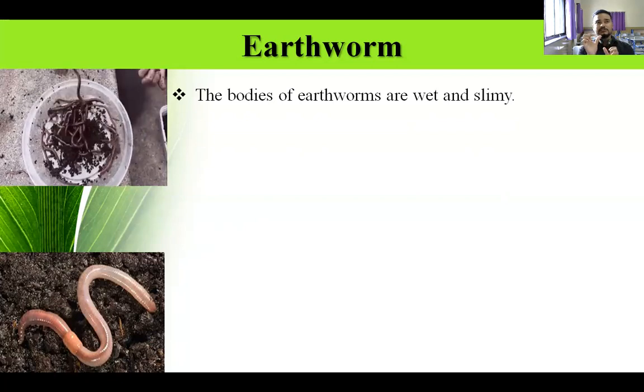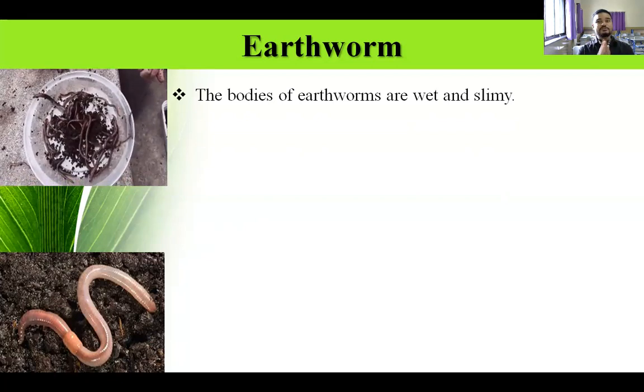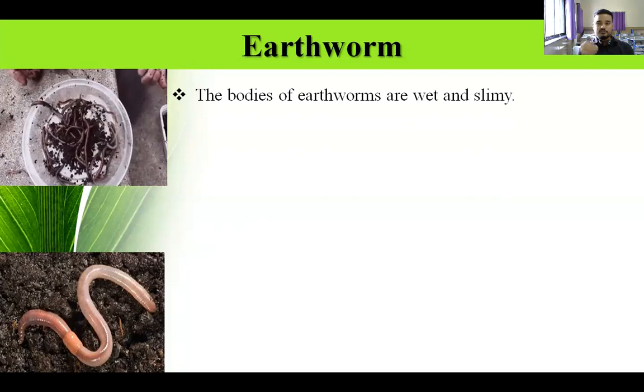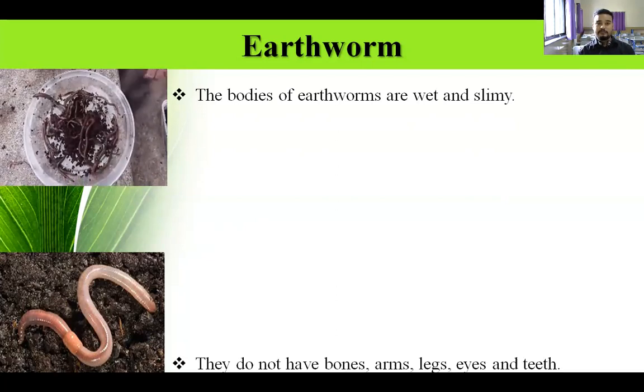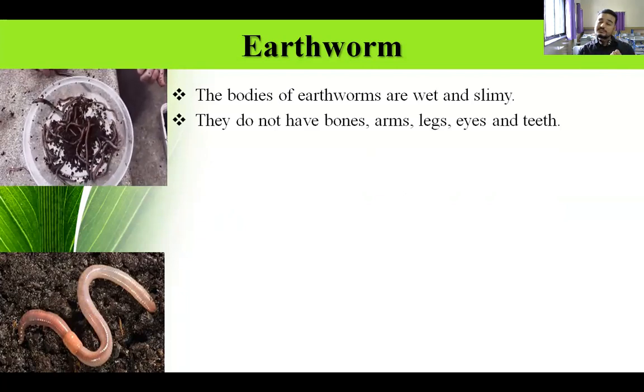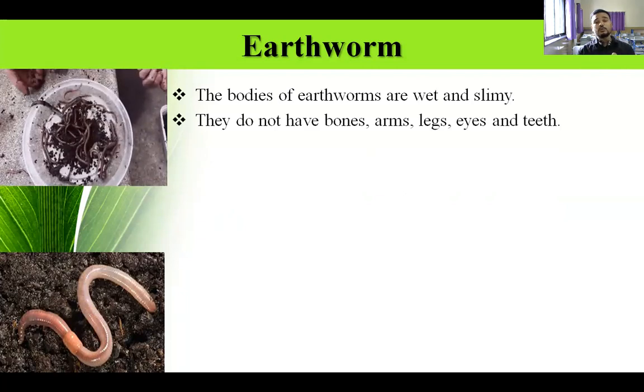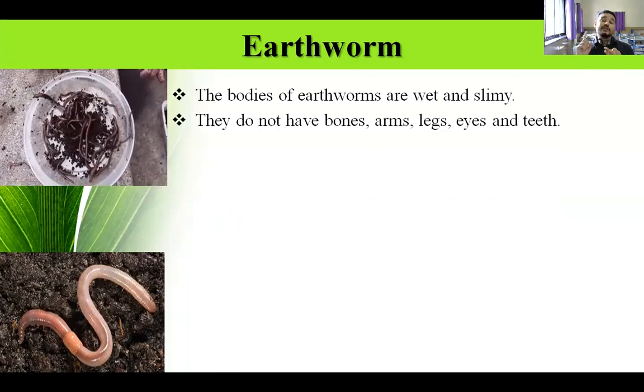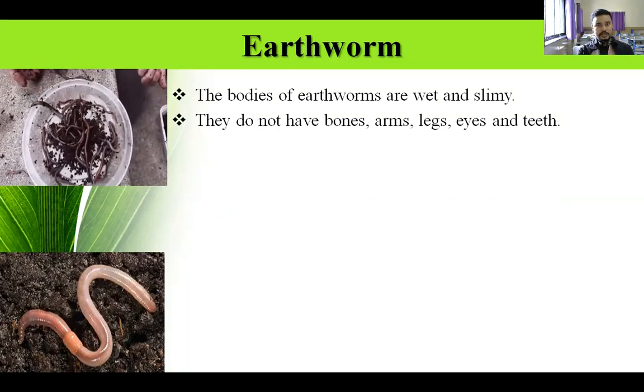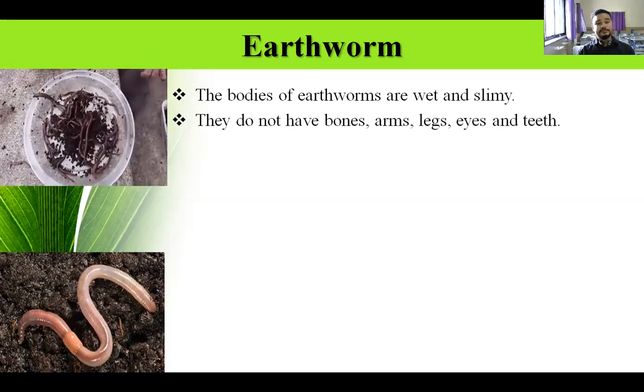Wet means कुछ पानीदार होता है, मतलब चिपचिपा होता है. Wet and slimy means we cannot hold them very tightly in our hand. Then, like insects, they don't have bones, they don't have arms, they don't have legs, they don't have eyes, and they don't have teeth also.